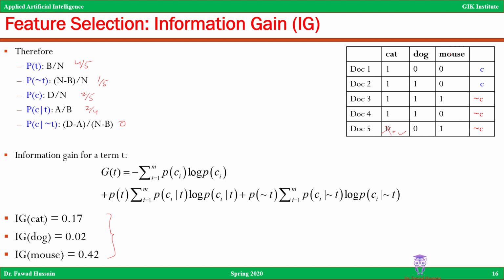So let's look at the first one, cat. It occurs 4 times. It's equally divided between C and not C. It means, knowing the word cat, I'm not able to decipher whether the new document belongs to C or not.